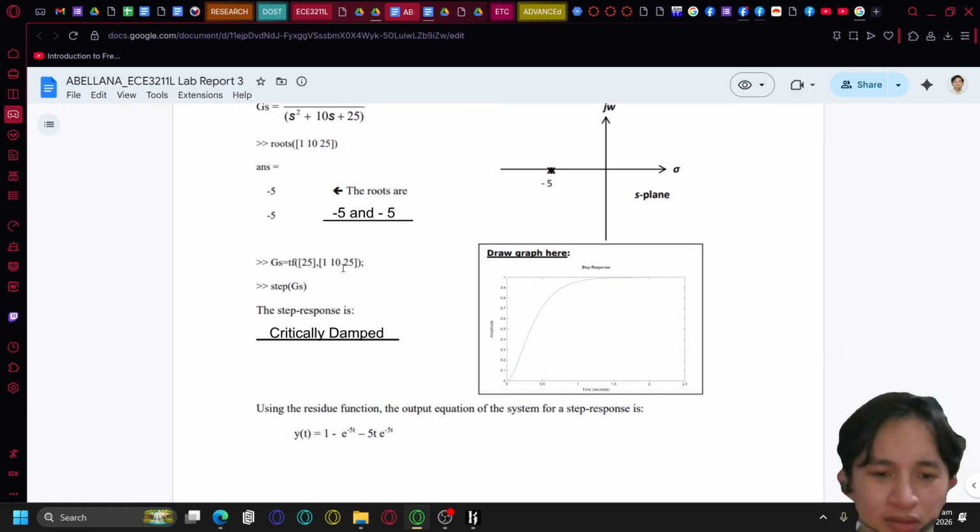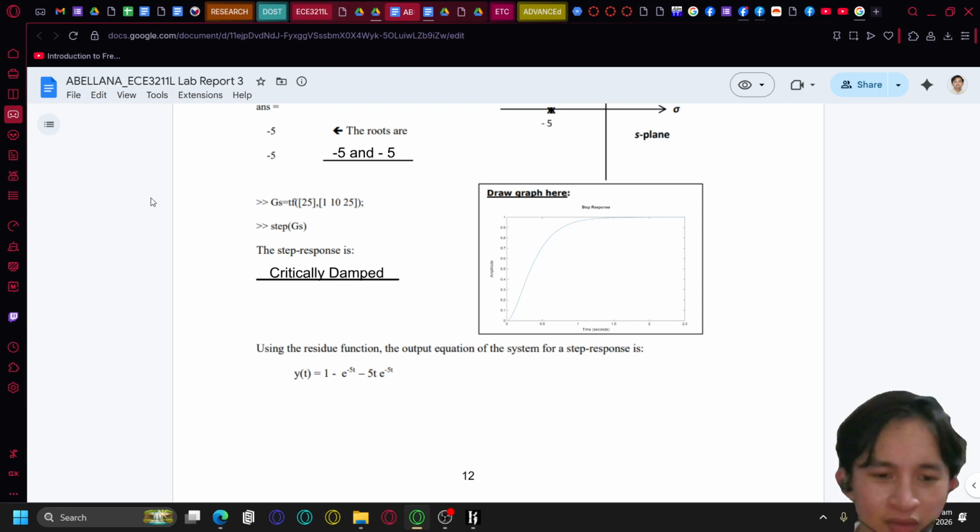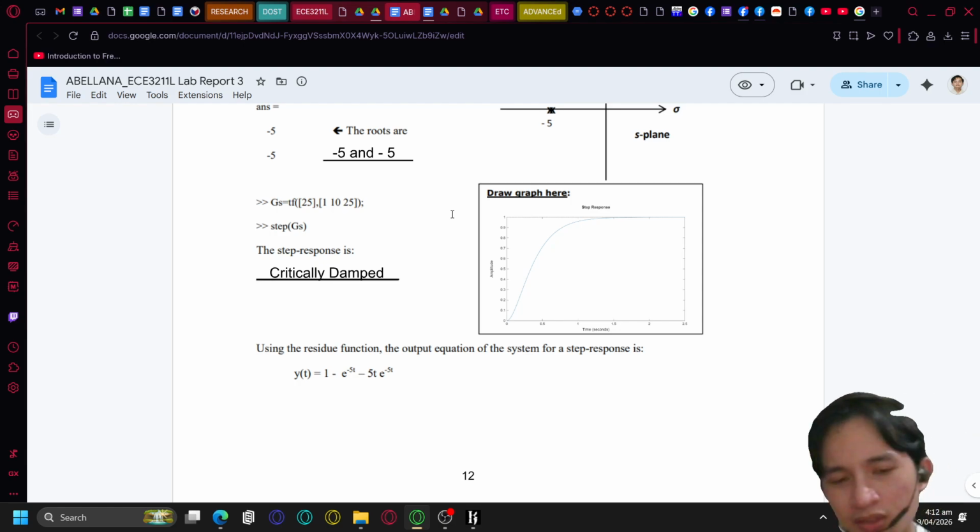One challenge I encountered was understanding how the transfer function affects the graph. At first, it was difficult to relate the coefficients to the response, but it became clearer after observing multiple simulations.